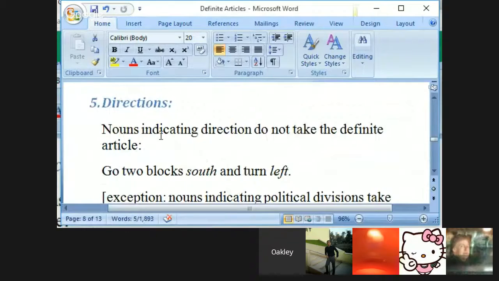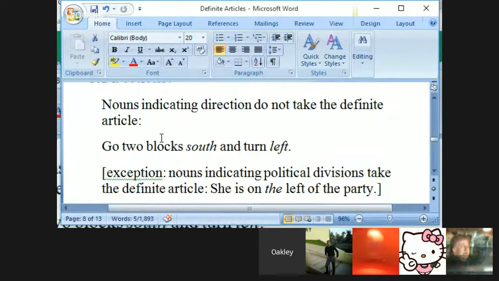All right, directions. This is also confusing. Nouns that indicate directions do not take the definite article. Okay, go two blocks south. The noun in question is "south." And turn left. "Left" here is actually a noun. I know "left" can be an adjective, but here it's a noun.